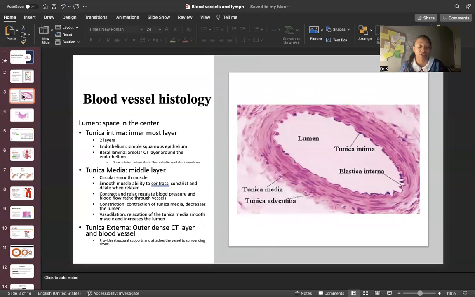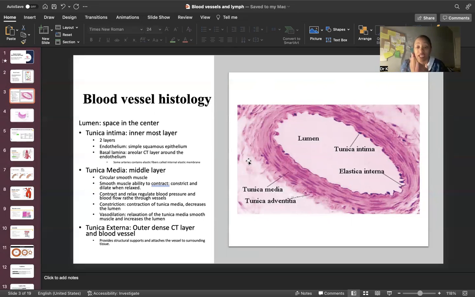So for your blood vessel histology, first you have to know the lumen, right? The lumen is just the circular space in the center here. And then your arteries or your vessels are going to have different layers, right? And those layers are going to start with your tunica intima, and the tunica intima is just that first tiny simple layer of cells that's going to be surrounding that vessel, right? And it's going to be your simple squamous epithelium, if you ever get asked about that.